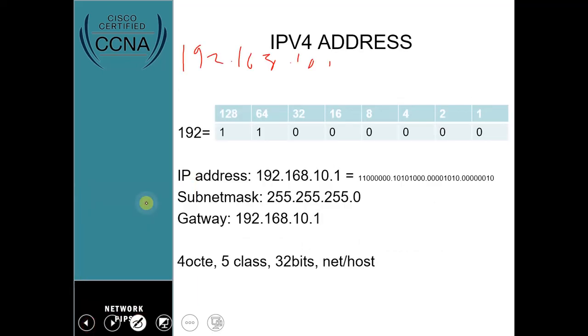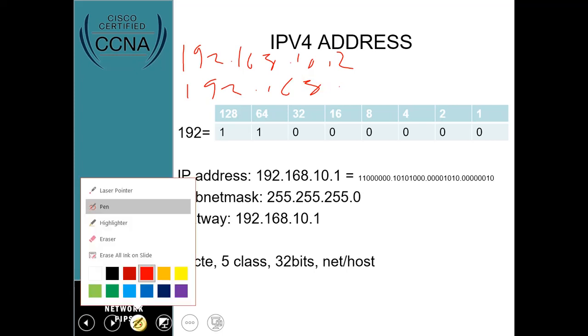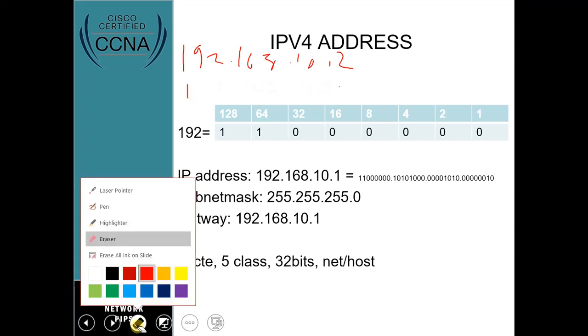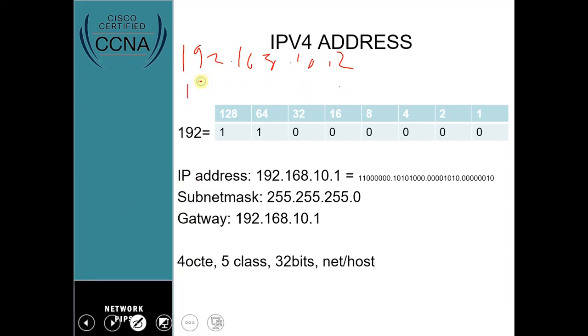Then I have another address. Let me use a different address entirely, let me say this one is 10.10.1.2. It's clear that these two addresses have two different network IDs, so they are on different networks.